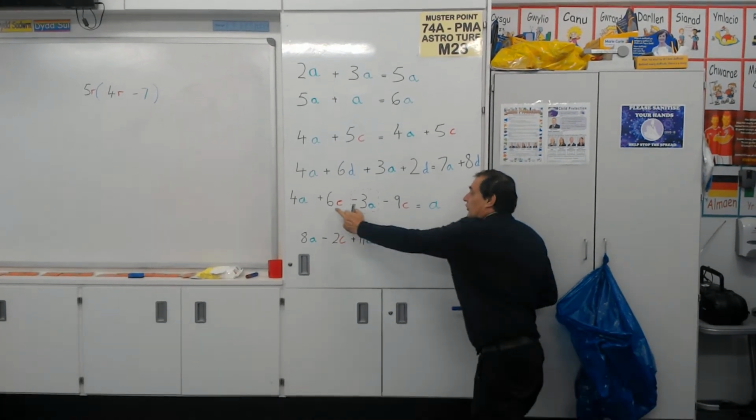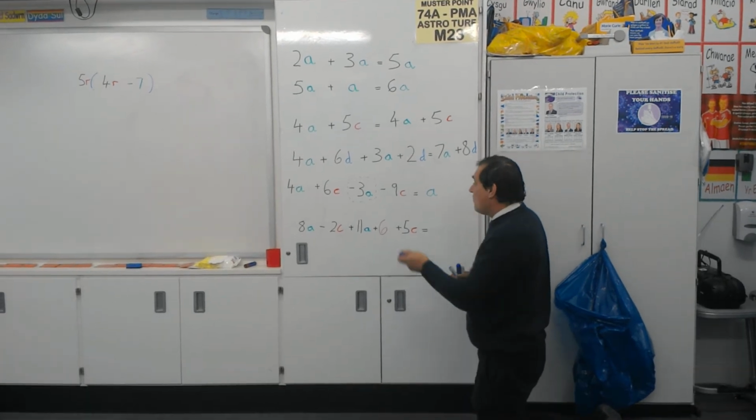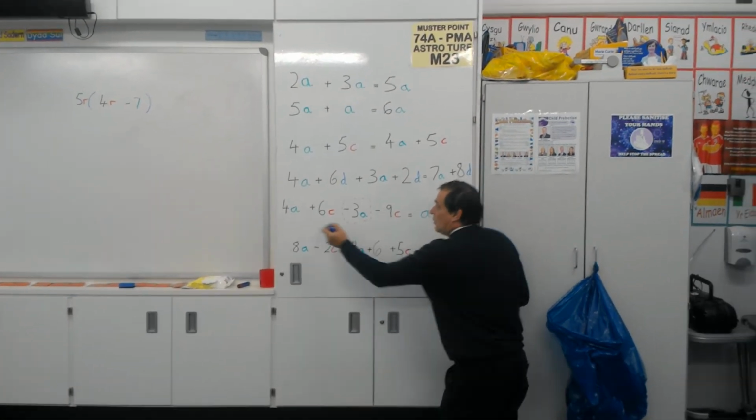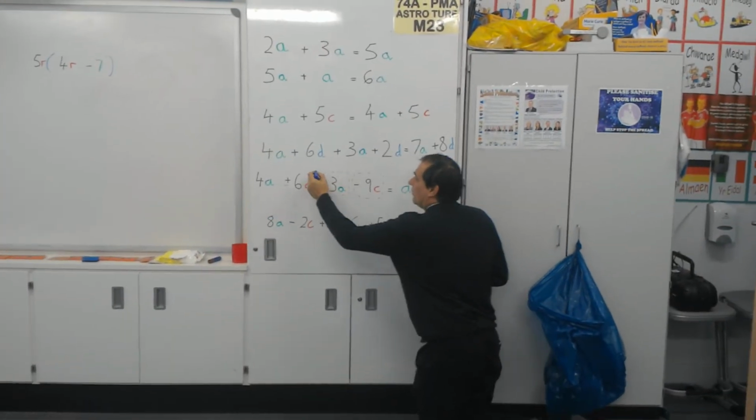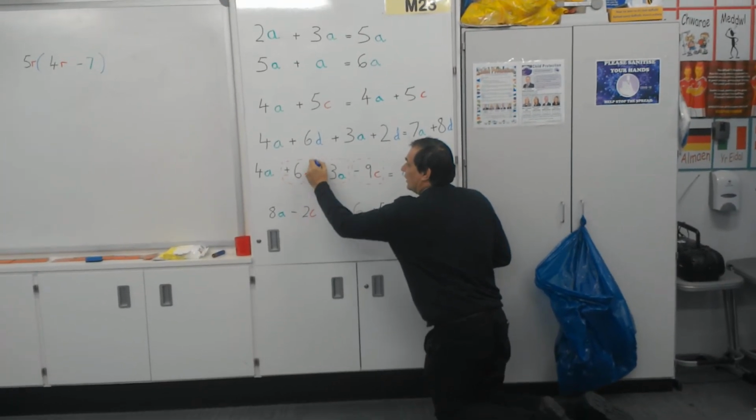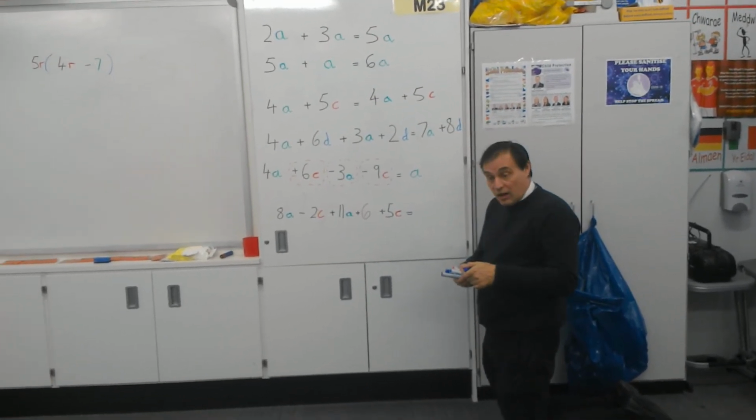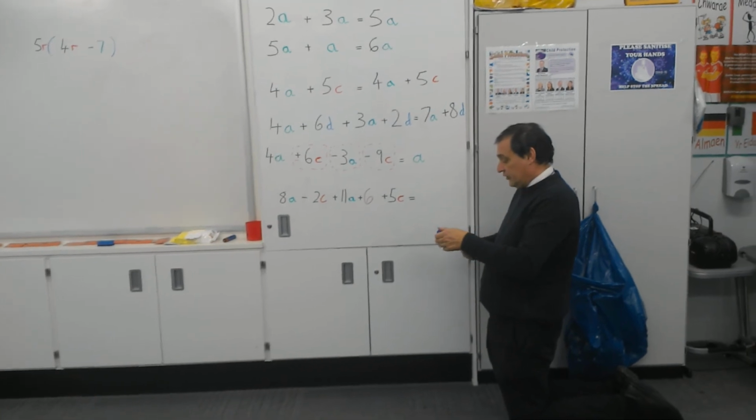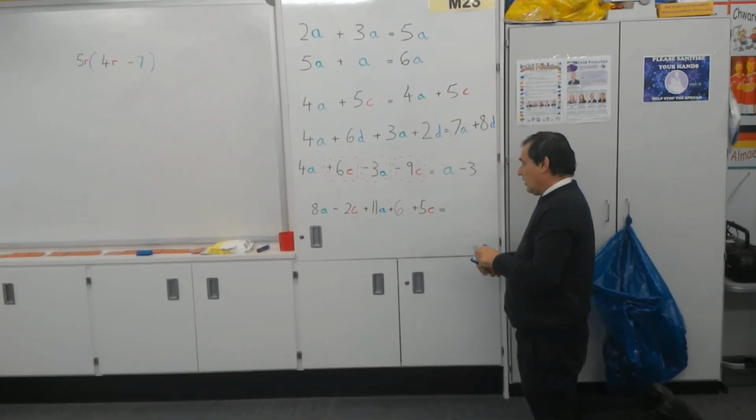Going on to the c's now. I've got 6c, the plus 6c there, add the minus 9c, because remember we deal with the sign before the number. Let's just make it so we can actually see how they're grouped. So 6 take away 9 gives us minus 3. So it's going to be a minus 3 and then the c at the end.